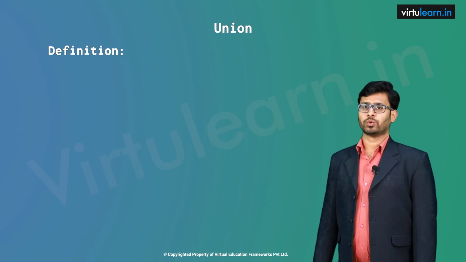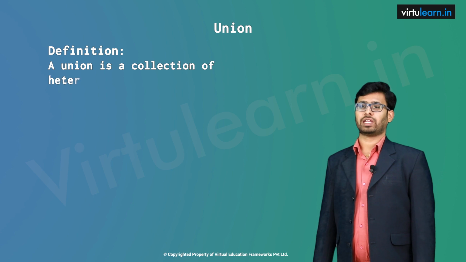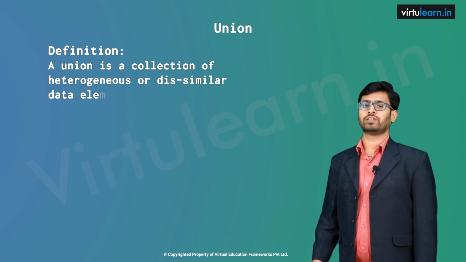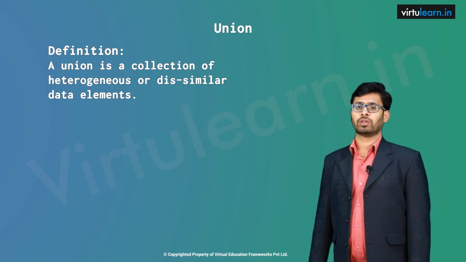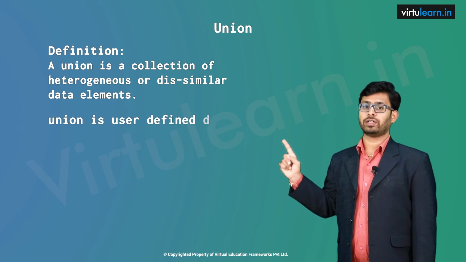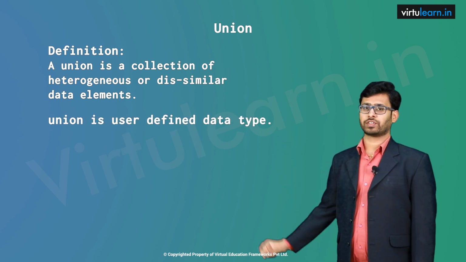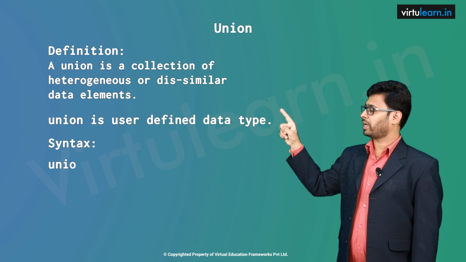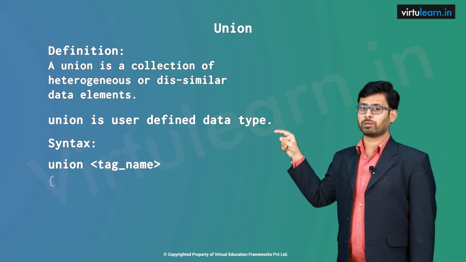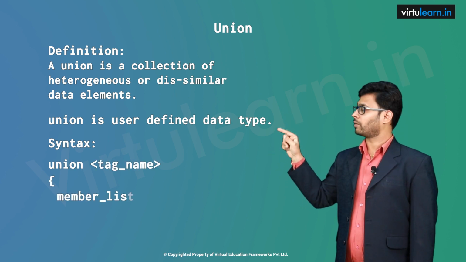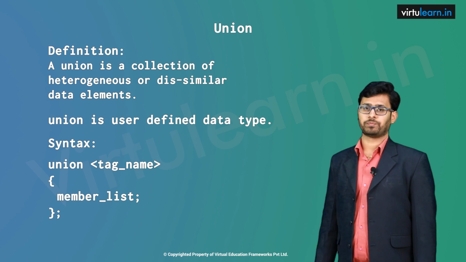So the definition of union is a collection of heterogeneous or dissimilar data elements. Union is a user defined data type. So the syntax is union followed by the tag name. We can write the member list elements, and next after closing we need to put a semicolon.